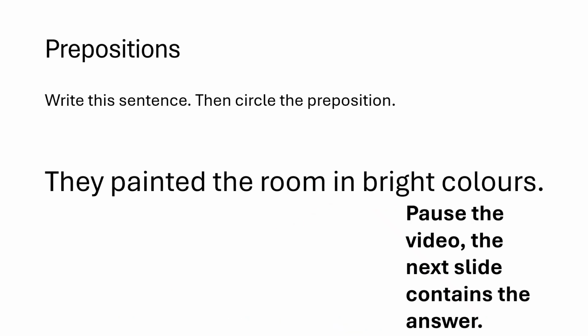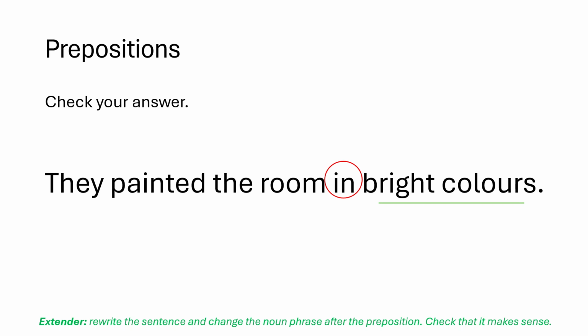Write this sentence, then circle the preposition. They painted the room in bright colours. Pause the video. The next slide contains the answer. Check your answer. They painted the room in bright colours. The preposition is in.